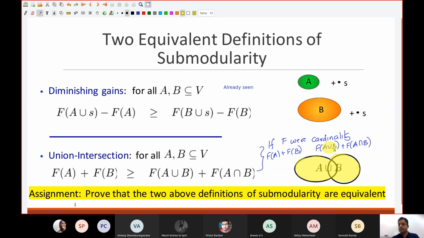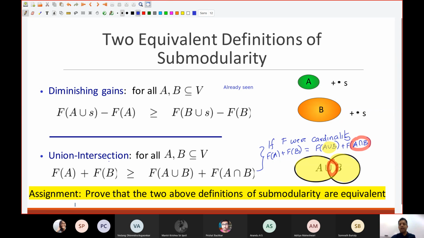So f of A union B. Here it's been counted once. Now I'm adding f of A intersection B again, for cardinality. So this part has come up again. On the other hand, f of A plus f of B says I'll count A, also count the intersection along with A, count the B part different from A, also the intersection. So what is the inequality if f is cardinality? It's equal to, right?